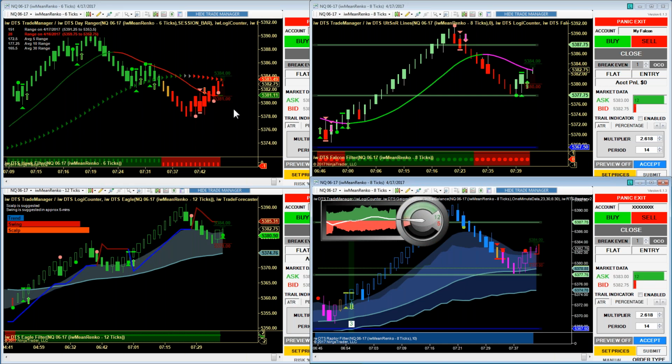The hawk, of course, still bearish. The falcon, also bearish. It's only the eagle and the raptor right now that are looking a little bit more bullish.